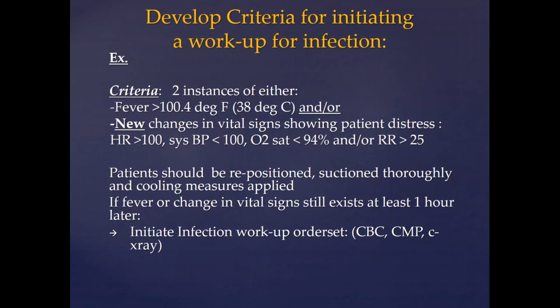And we have to caution the nurses that if a patient has AFib, he or she may have a heart rate greater than 100 normally, so you want to look at points higher than that. So then after the first abnormality is detected, the patient should be repositioned, suctioned thoroughly, and cooling measures applied. And if the fever or change in vital signs still exist after at least an hour, then the RN is to initiate that first infection workup order set that provides CBC, electrolytes, and chest X-ray. It's important not to treat just isolated fevers, and that's why we use the 2 instances.